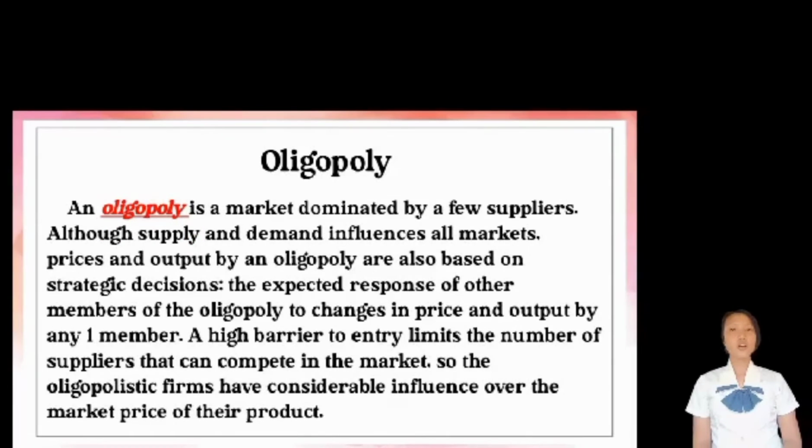Second is an oligopoly. It is a market dominated by a few suppliers. Although supply and demand influences all markets, prices and output by an oligopoly are also based on strategic decisions: the expected response of other members of the oligopoly to changes in price and output by any one member. A high barrier to entry limits the number of suppliers that can compete in the market, so the oligopolistic firms have considerable influence over the market price of their product.